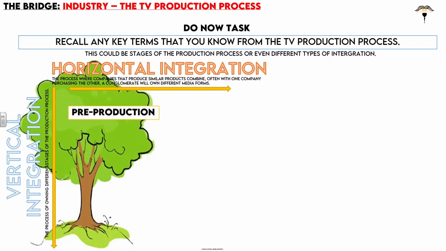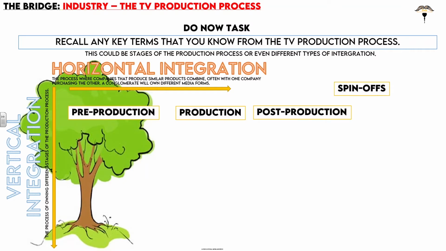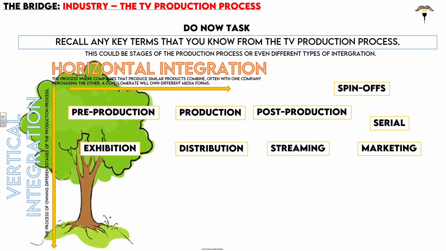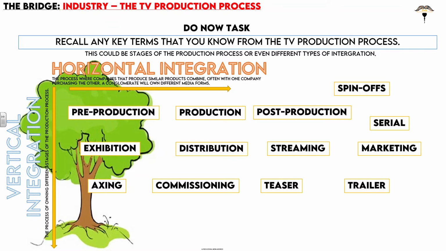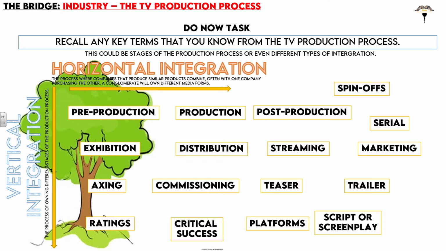So you could have also had stages of production, so start with the simplest: pre-production, production, and post-production, but you might have had other things that came into that as well. So you might have had spin-offs, serial, exhibition, distribution, streaming, marketing, axing, commissioning, teaser trailer, critical success, platforms, screenplay, or even ratings, right? All of those things work with a process of key terms that you'd be able to understand for TV production and the process that goes into making a TV product.